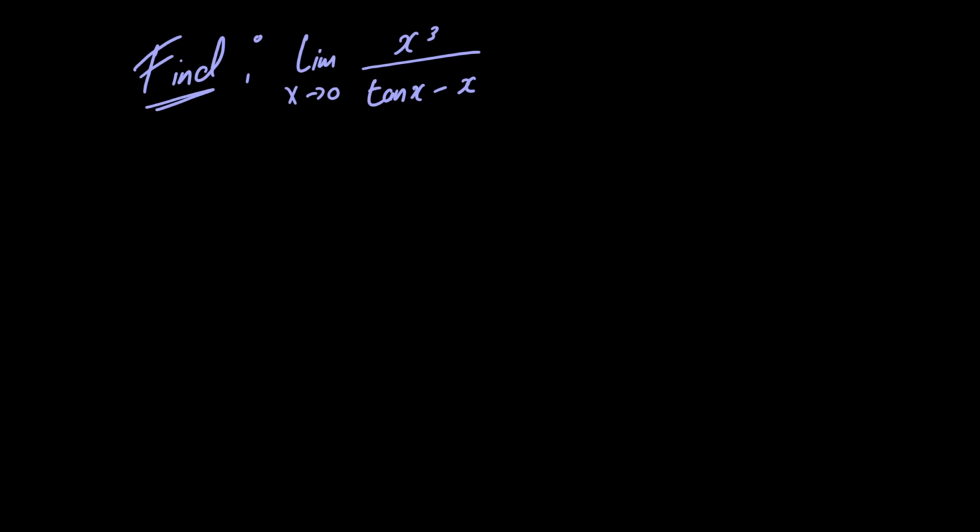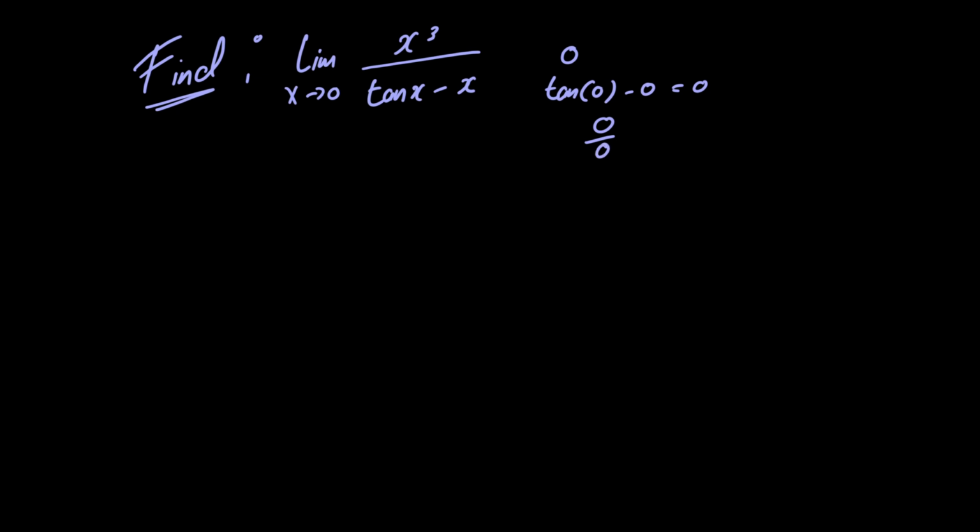Hey everyone, in this video what we're going to do is figure out what the limit is as x approaches 0 of x cubed divided by tangent of x minus x. Notice that if we were to just let x equal 0, in the numerator we would have 0 and in the denominator we would have tangent of 0 minus 0, which is just equal to 0. So our limit is of indeterminate form 0 over 0.